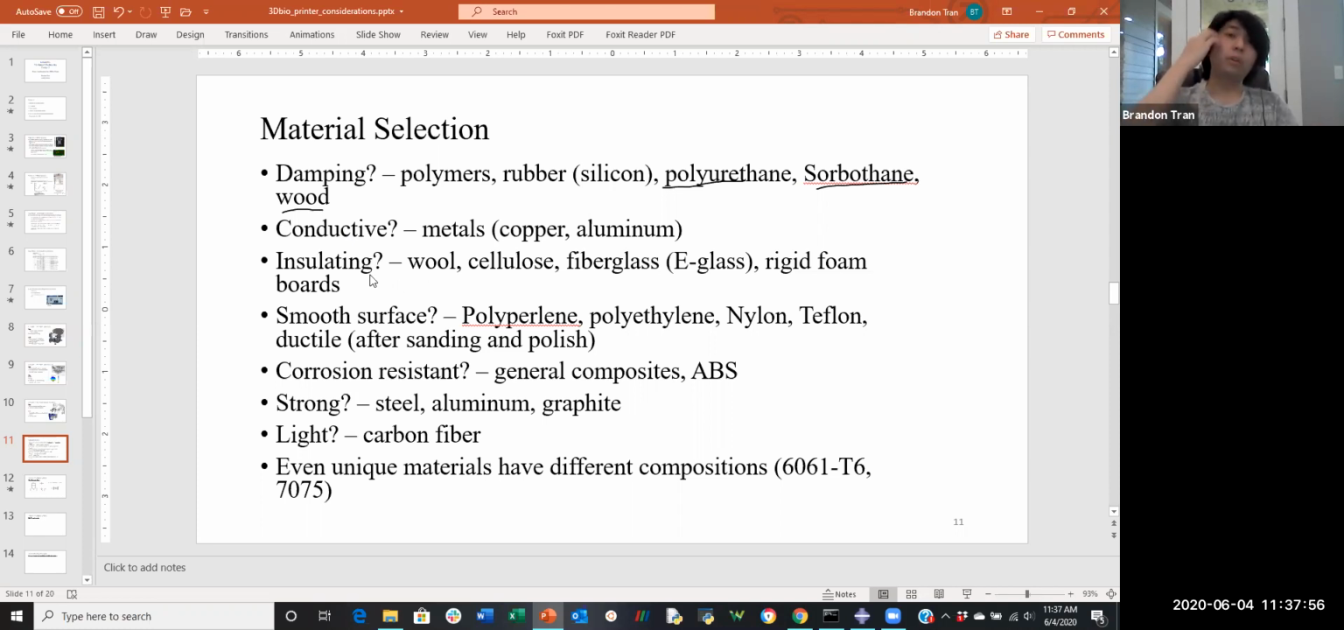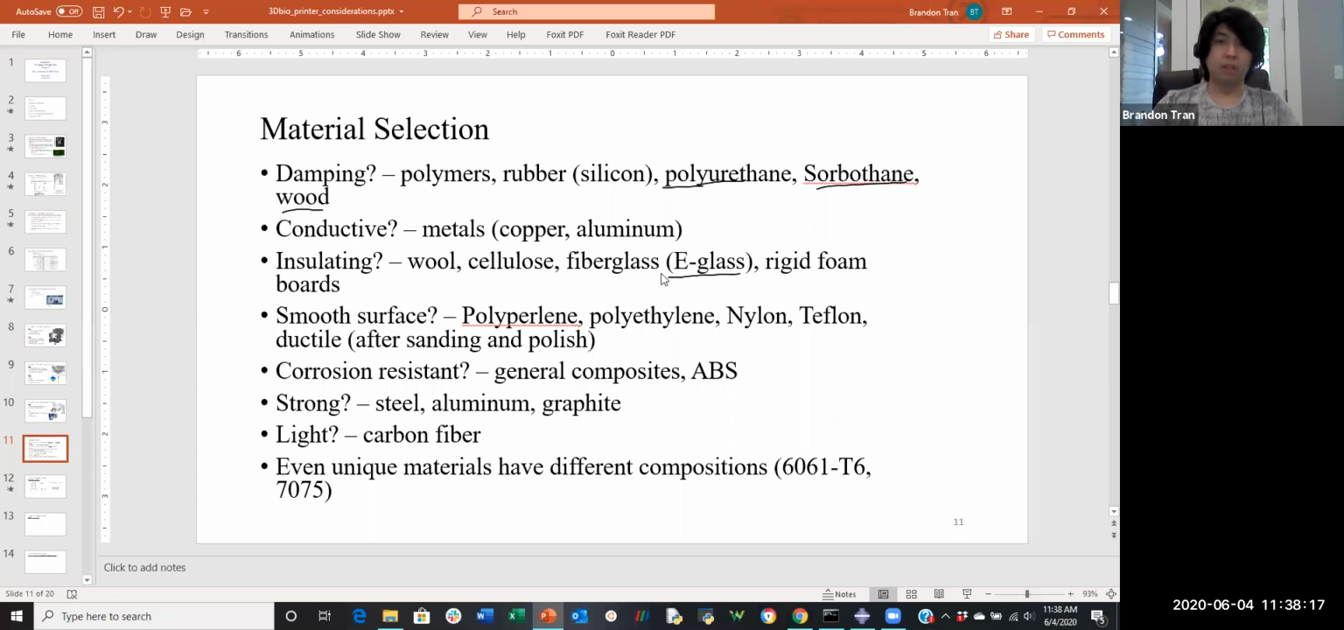Insulation: wool is actually a pretty decent insulation material. It just gets lit on fire really easily, so keep it at low temperatures. Cellulose, that's for very specific reasons. I'm not going to get into all the materials. There's fiberglass though, specifically E-glass right here. E-glass is a type of fiberglass that's made for electrical applications.